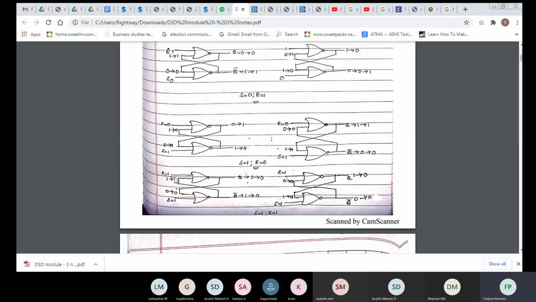1, 0 means what happens? The output is 0. So again 0 comes here. 1, 0 means output is 0. So this is 0 and this is 0. So next, for S is equal to 1 and R is equal to 1, and the previous state.